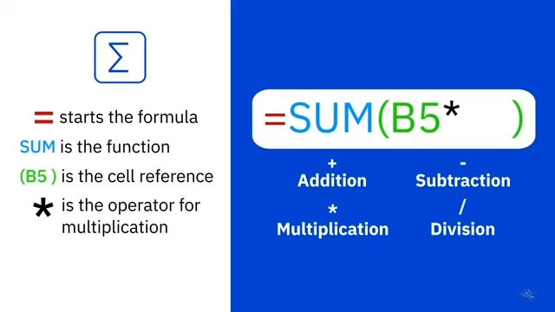There are other types of operators too, namely comparison, text concatenation, and reference. You may also use constants in your formulas, which, as the name suggests, are numbers or values which you can enter directly into a formula, and which don't change. This might be a whole number, such as 5, it might be a percentage, such as 10%, or it might even be a date. So a typical formula might be equals sign, sum, open parenthesis, B5, asterisk, 20, close parenthesis, which would take the value in cell B5 and multiply it by 20.